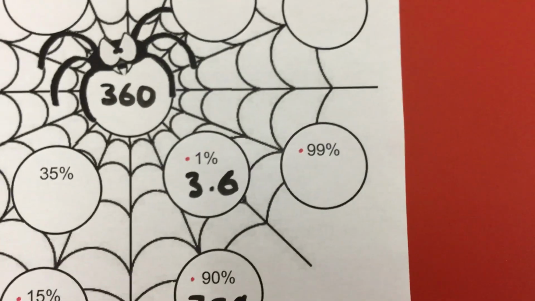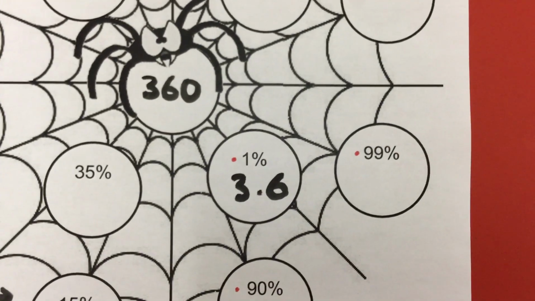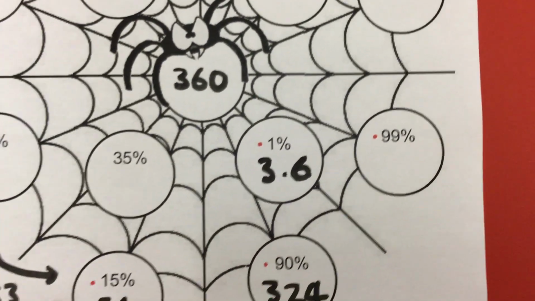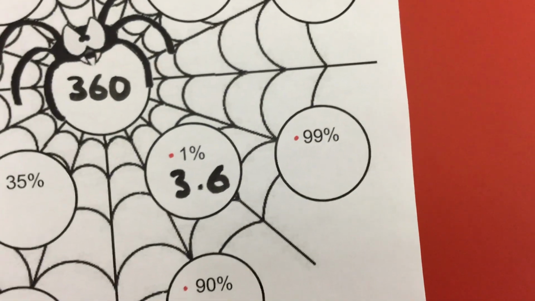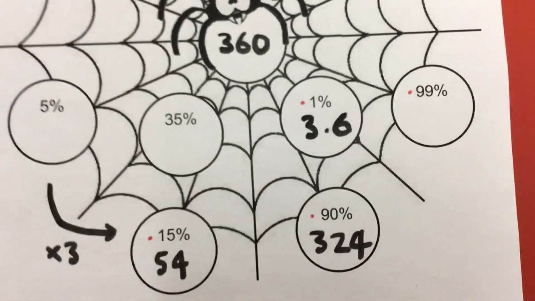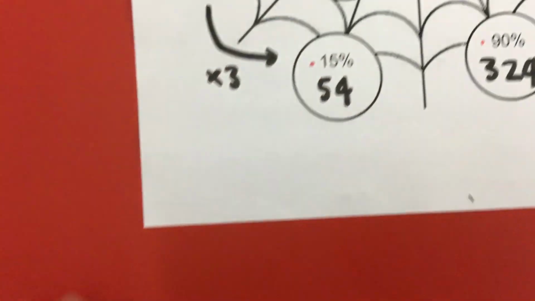Now 99%, we can apply that same principle. We know 1% is 3.6. We know 100% is 360. So what can we do? Well, we can, instead of doing 1% times 99, which would take us a much longer time than simply doing 360, take away 3.6. If we do 100%, take away 1%, that leaves us 99%.